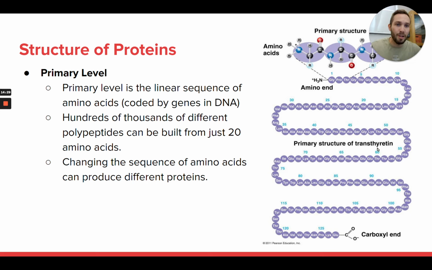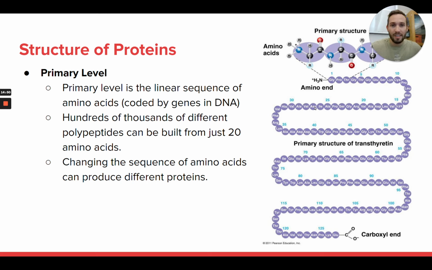Here is an example of a protein called transthyretin. This protein consists of over 125 amino acids. And here are all 125 amino acids and the order they're linked together. This is the primary structure of this protein.